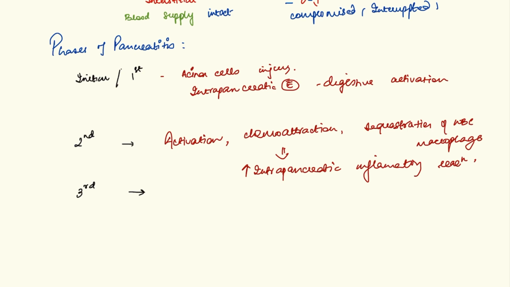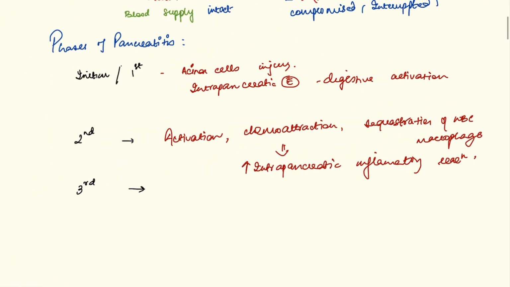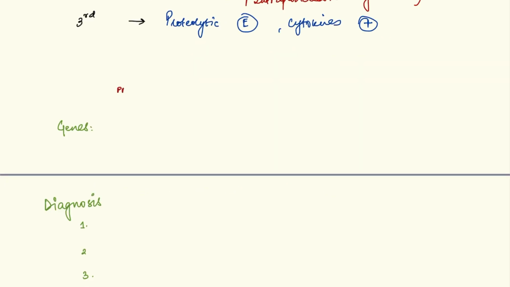These inflamed cells will release certain proteolytic enzymes and cytokines, which will be activated. When we do blood reports, we see that some cytokines are increased. They are just a marker of the inflammation. We'll be studying some genes which are related to acute pancreatitis. There will be the PRSS1 gene, which is the cationic trypsinogen gene.